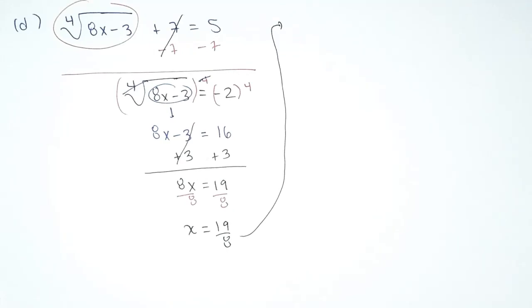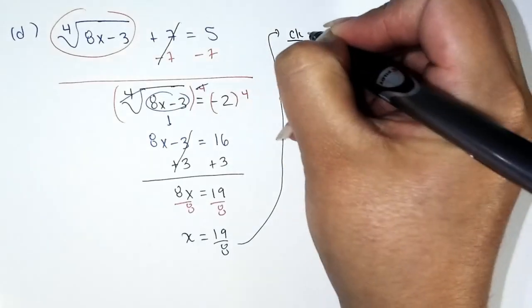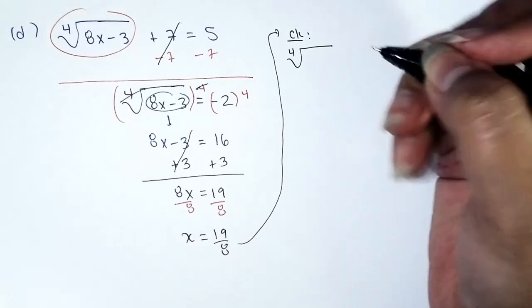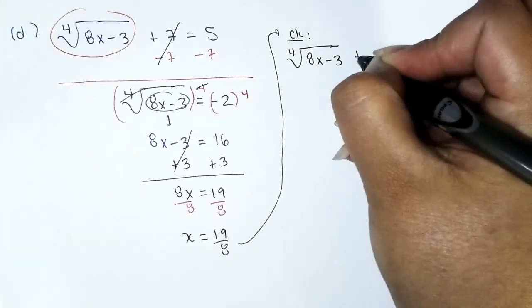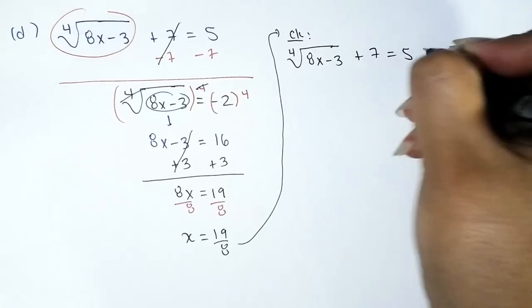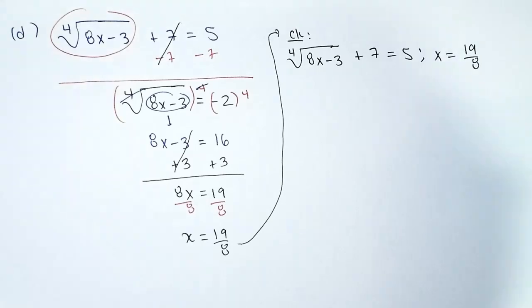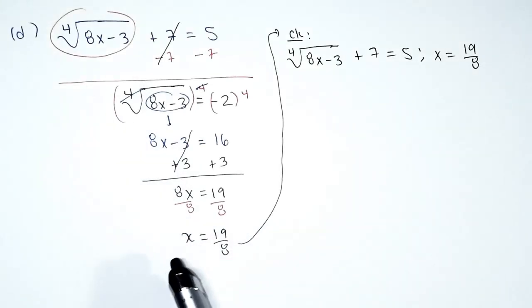So again, when it comes to solving radical equations, checking is not optional. We have to check our proposed solutions to eliminate any extraneous solutions. So we have the fourth root of 8x minus 3, increased by 7, equals 5. And our proposed solution is 19/8. For my peace of mind, it needs to check out, and if it doesn't, we are going to have faith in our algebra and just say it's an extraneous solution.